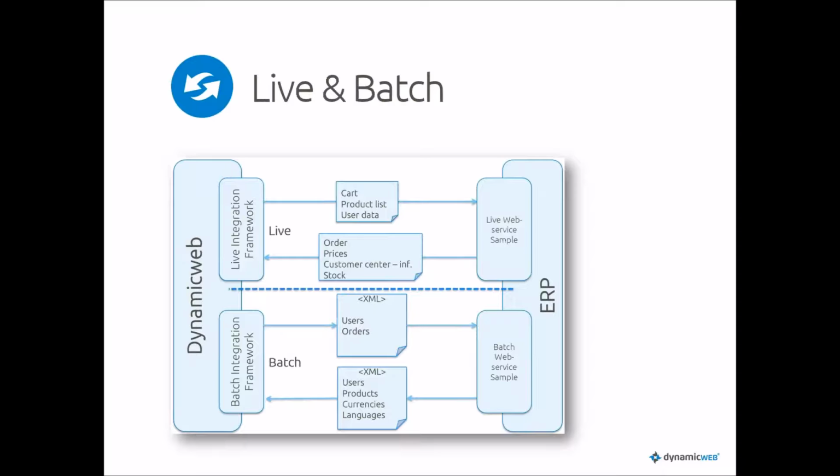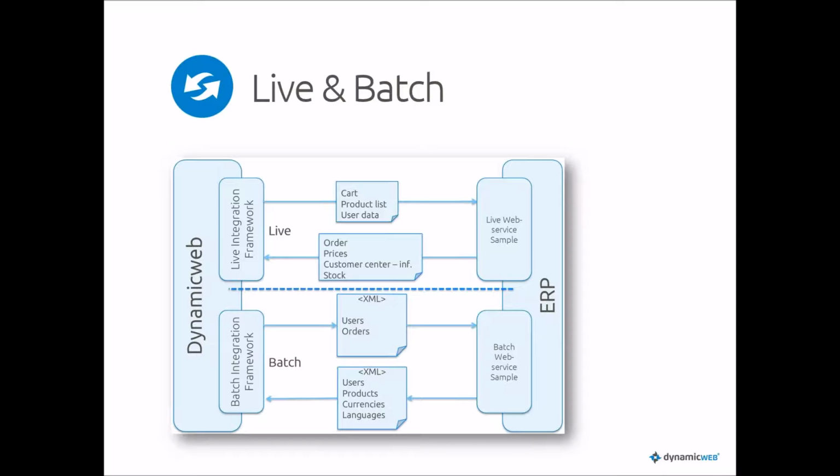The live integration, as you can see here, consists of cart data, product list data, and user data sent from Dynamicweb to the back office ERP system once things occur on the site. That is, whenever a product, for instance, is added to a cart or a product page is rendered. And what comes back from the ERP system live is then a complete order with the correct price for this specific customer, and with his or her discounts added to it.